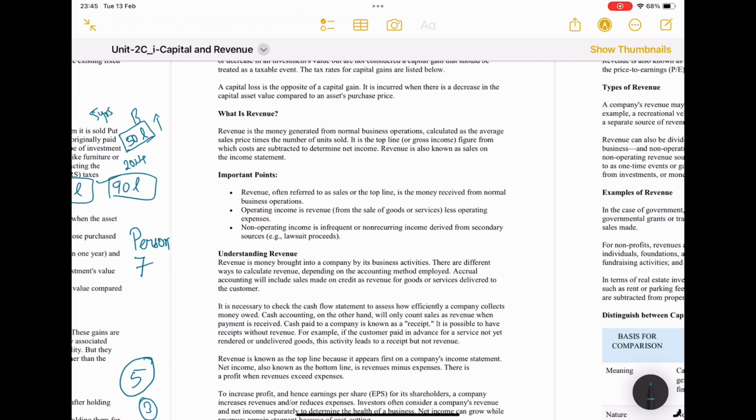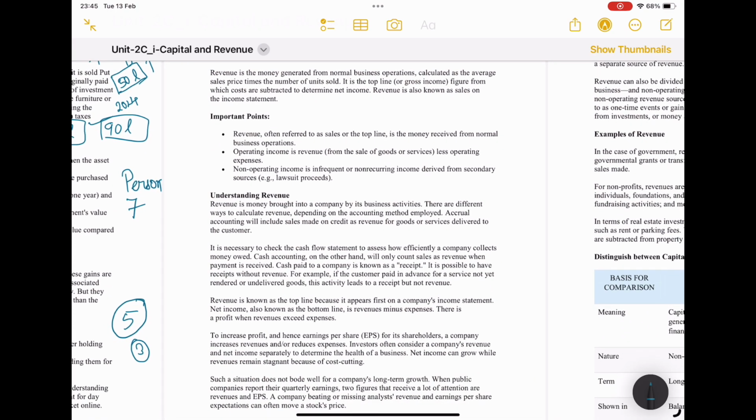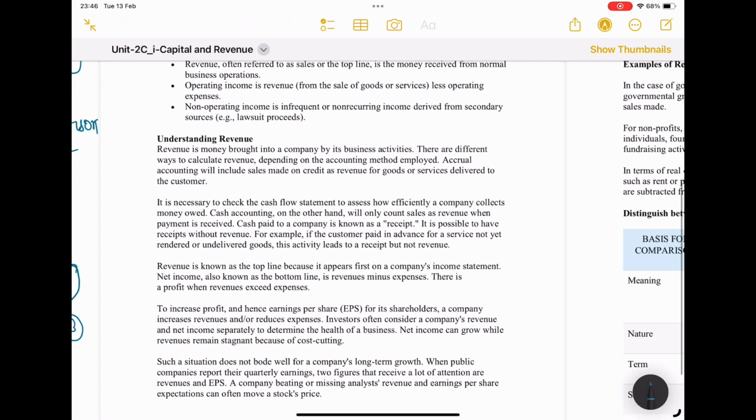In case of operating incomes or non-recurring income derived from secondary sources like lawsuit proceeds and so on, we'll look into a few examples here. In order to understand, revenue is money brought into a company by its business activities. There are different ways to calculate revenue depending upon the accounting. Most of the time capital gain is calculated for all the persons under the IT Act, whereas revenue is especially for companies and firms.